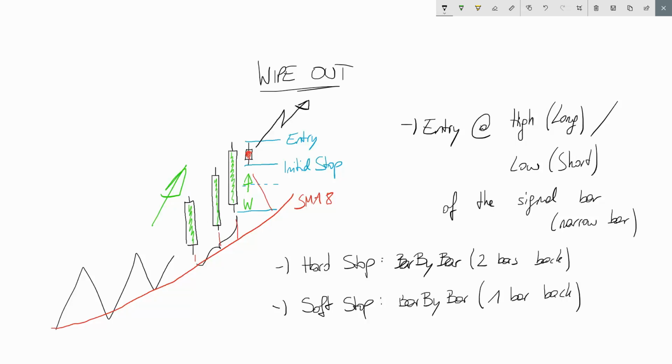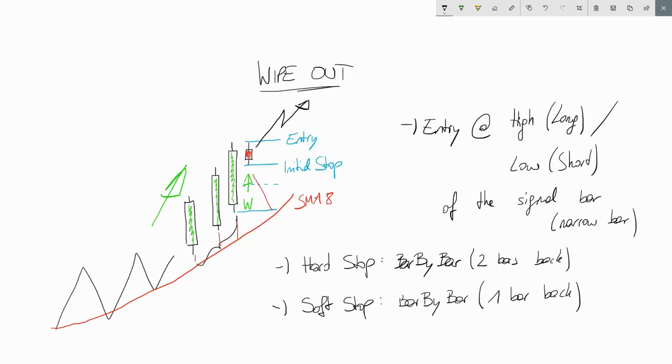This is the classic bar by bar stop, but to not get stopped out too quickly, because a hard stop bar by bar is a very tight stop, for the hard stop we say we go 2 bars back, and for the soft stop we say we go 1 bar back. The soft stop is to keep us a little bit longer in the trade.